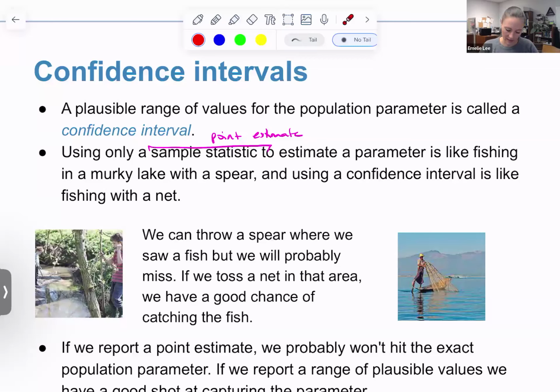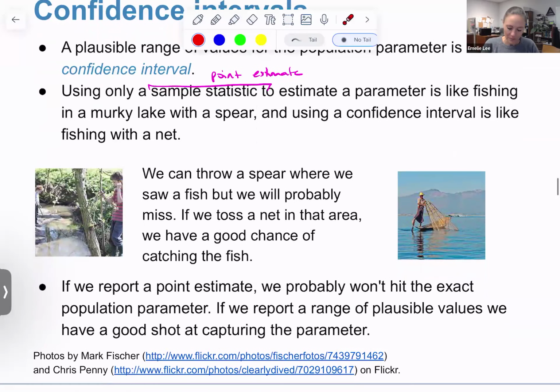Okay, so for example, we can throw a spear where we saw a fish and then we'll probably miss it and we won't land exactly on that population parameter, right? Whereas if we toss a net and build some boundaries, or some buffers, then there's a good chance that we're going to catch that fish.